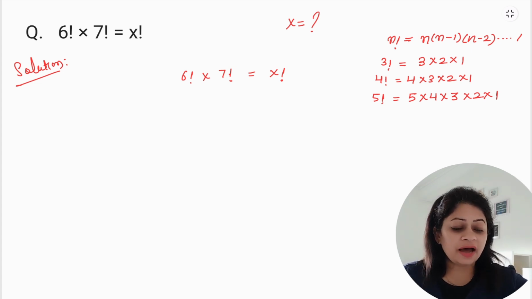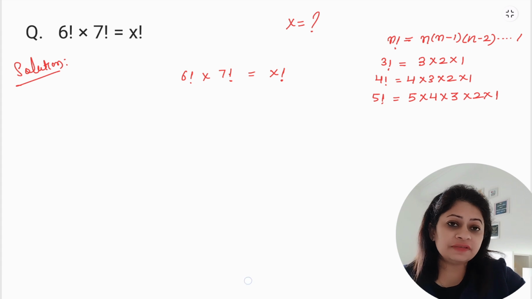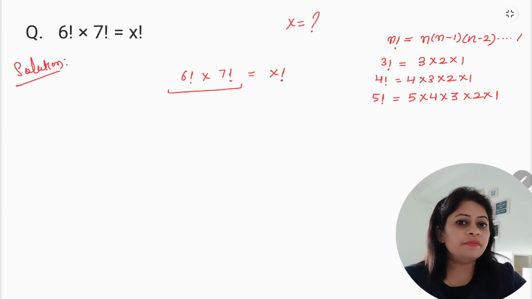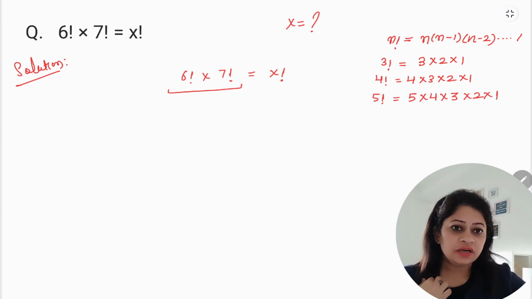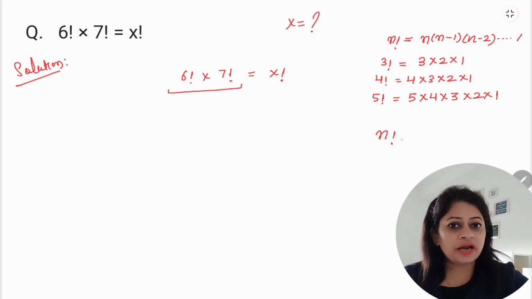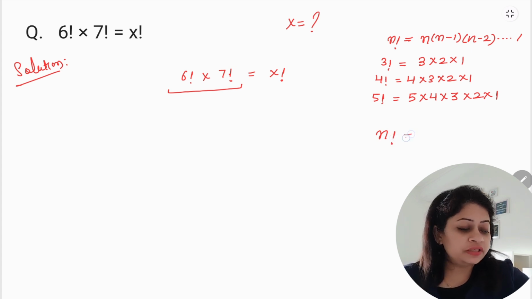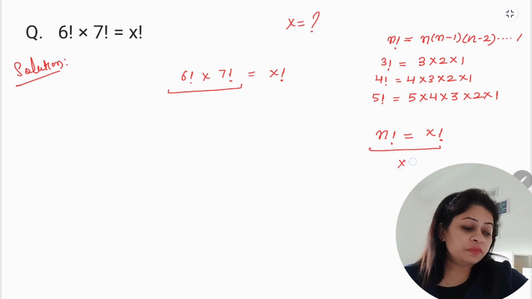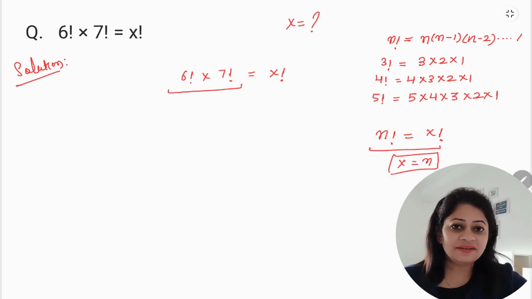So what do we have here in our question? We have 6 factorial times 7 factorial, that is equal to x factorial. If I somehow can make it in factorial of only one number, we have two numbers here. If I can somehow make it n factorial on the left hand side, I do not know what that number will be. N factorial is equal to x factorial. Then we can actually equate and say that x will be equal to n, right?